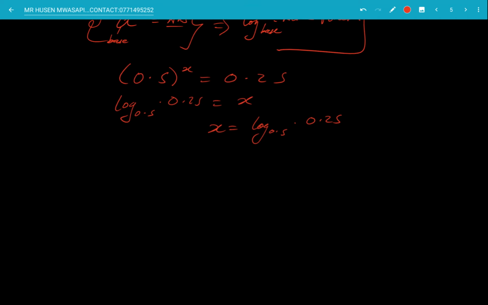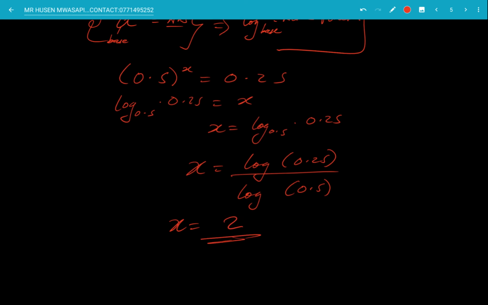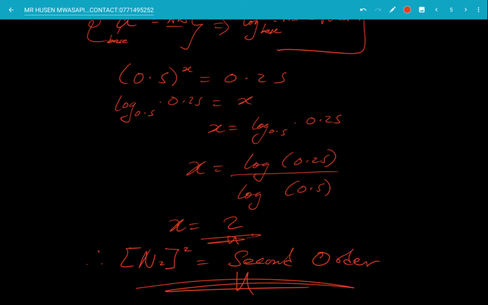You can say x is equal to log of 0.25 over log of what? 0.5. And if you compute this on a calculator, then you get the order of what? 2. So once you do this, then you have found the value of x, which is the order of the first reactant that you have, which is what? Nitrogen. So therefore you could say that nitrogen has a second order of 2. So we just say this is equal to what? The second order. And this is the first order that we needed to find.